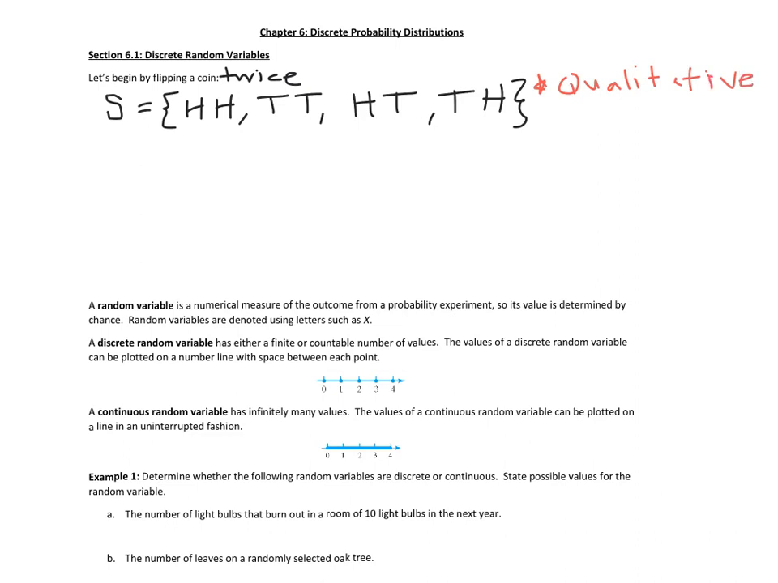And with qualitative variables, we can't do much as far as calculation goes, because we can't do addition, subtraction, multiplication, division with words. So if we wanted to run some sort of calculation on this, we could define a capital X to be the number of tails. So we would count the number of tails rather than listing it out as an outcome.